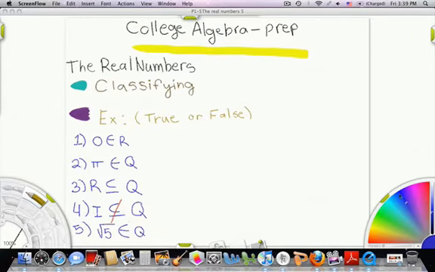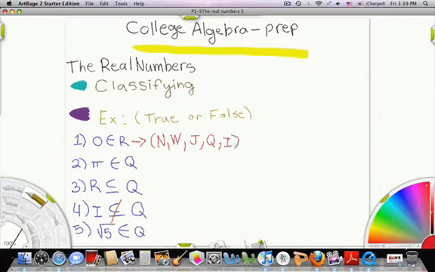And we could test that out by looking at what classifies real numbers. So what are real numbers? Real numbers are natural numbers, whole numbers, integers, and they are rational numbers, and they're also irrational numbers, which we denote by I. Okay.